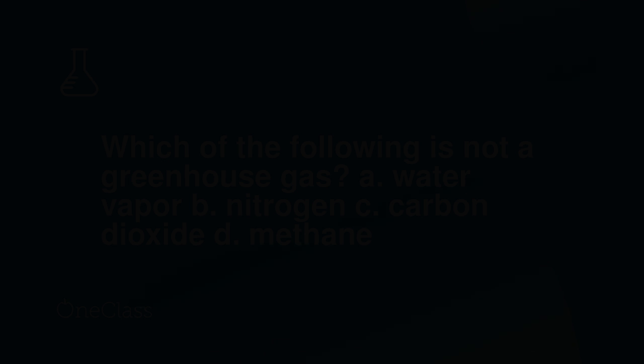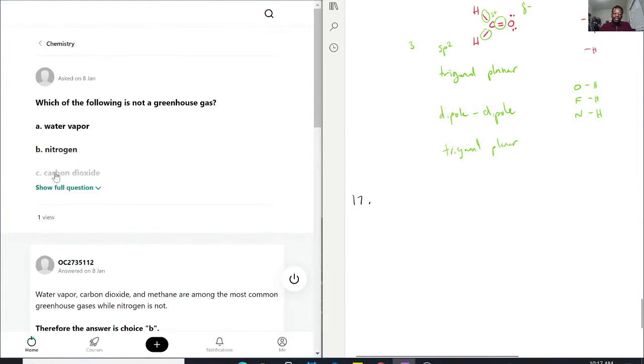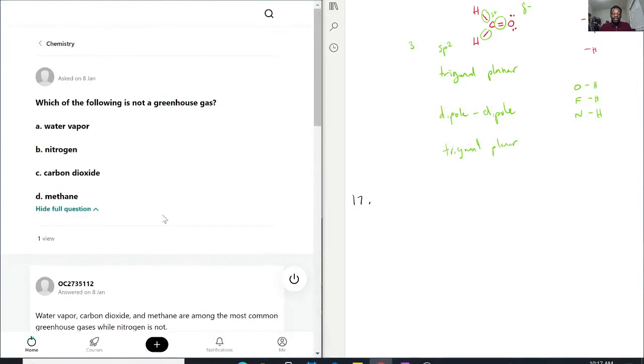Which of the following is not a greenhouse gas? We have water vapor. Okay, so which is not a greenhouse gas? We have A, water vapor, B, nitrogen, C, carbon dioxide, and D, methane.